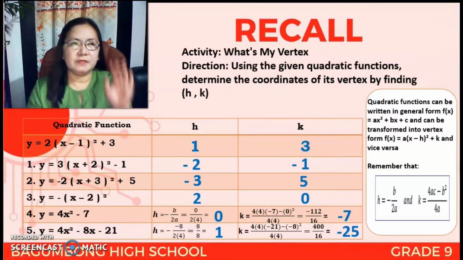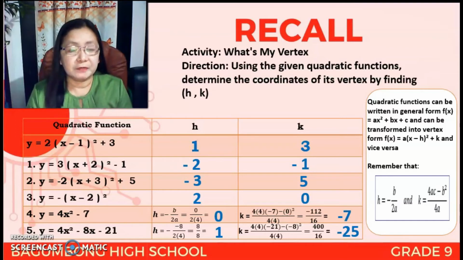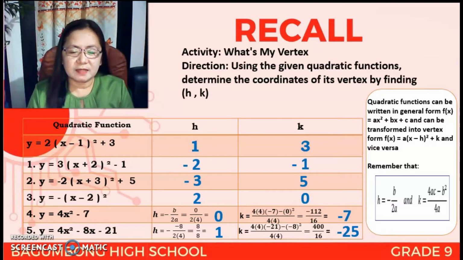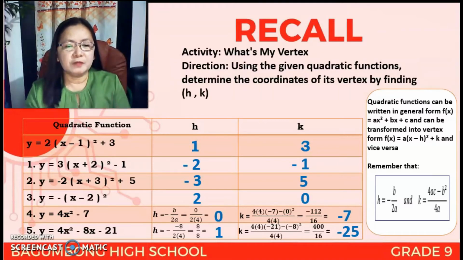So meaning if the quadratic function is written in vertex form, right away you can determine the value of h and k, or you can determine the vertex. And if the equation is not yet written in vertex form, you can rewrite the quadratic function in general form, identify the values of a, b, and c, then use the formula for h and k.